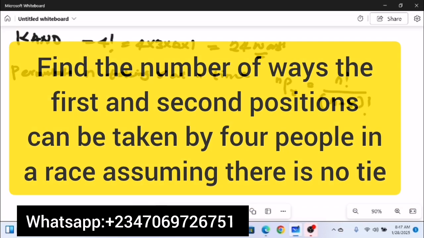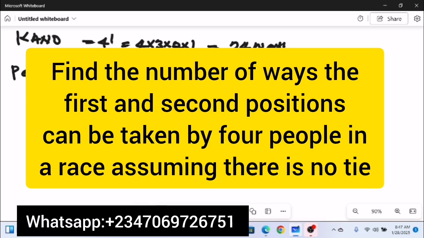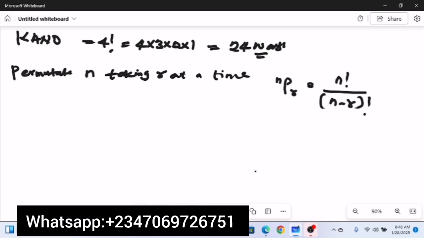For instance, let's say we are asked to find the number of ways the first and second positions can be taken by 4 people in a race, assuming there is no tie. Now, we have a total number of 4 people, which means n is equal to 4, and we are being asked in how many ways can these 4 people be arranged such that we take first and second position. So this is 4 people taking 2 positions at a time, which means r is equal to 2.